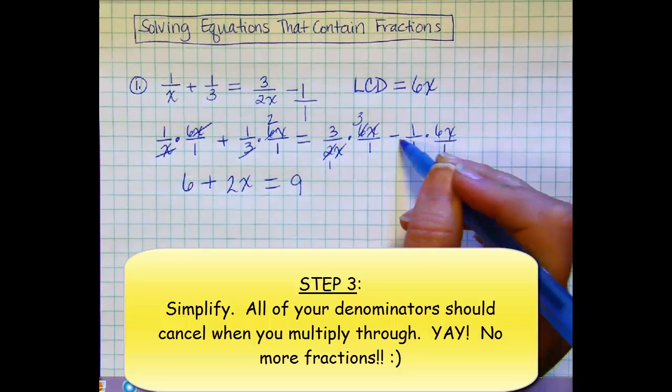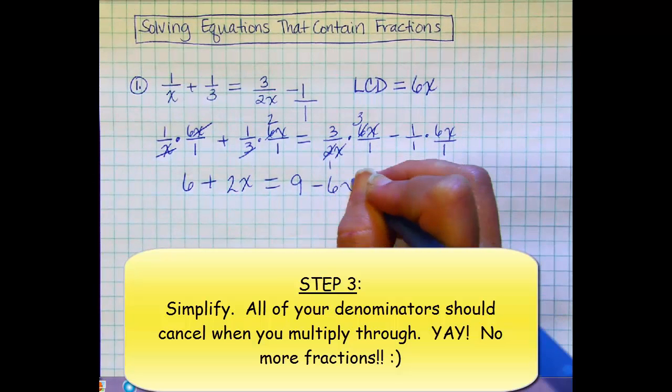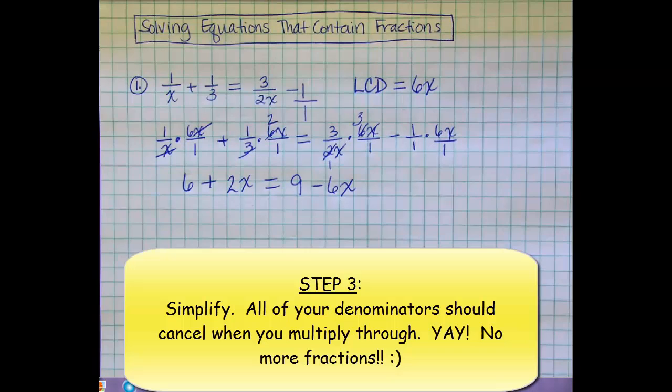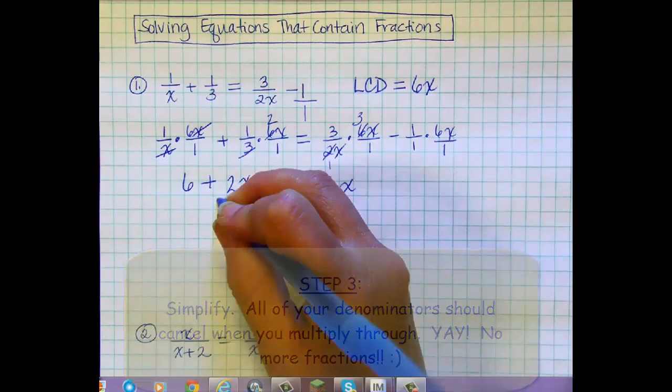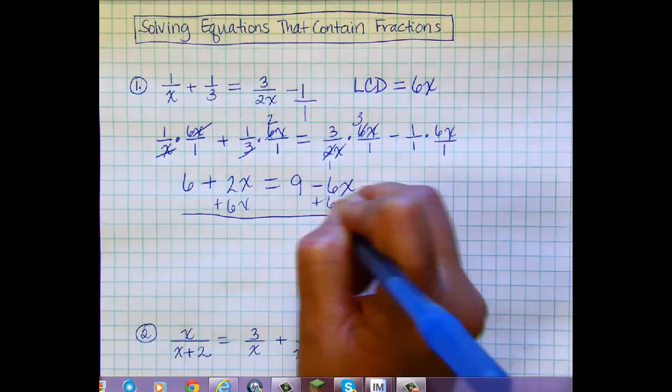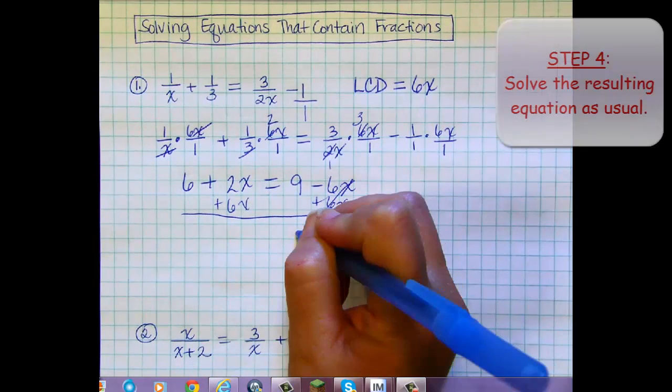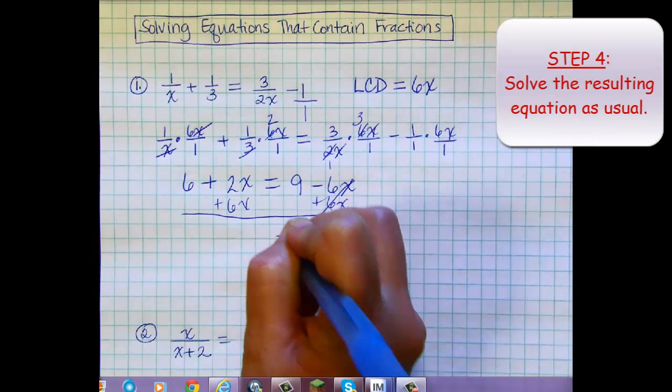And finally, I have nothing to cancel. 1 times 6x is negative 6x. And look, there's an equation that I've been solving for years. Now you just find x, check it, and you're done. So again, you make the big mess, multiply every single piece of your equation by the least common denominator. That will cancel all the denominators, and then just solve as usual.